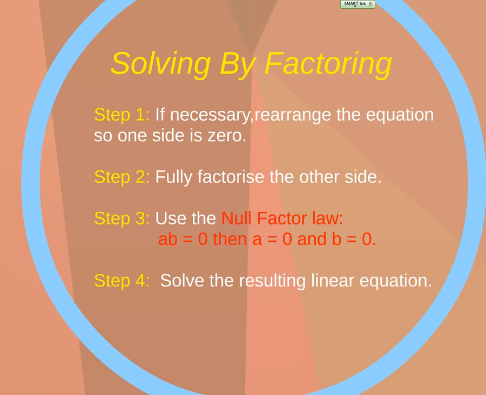Once you factor it, you want to use the null factor law, like we were just talking about. So if your two factors equal 0, you can split that up. And then after that, you solve the linear equation.